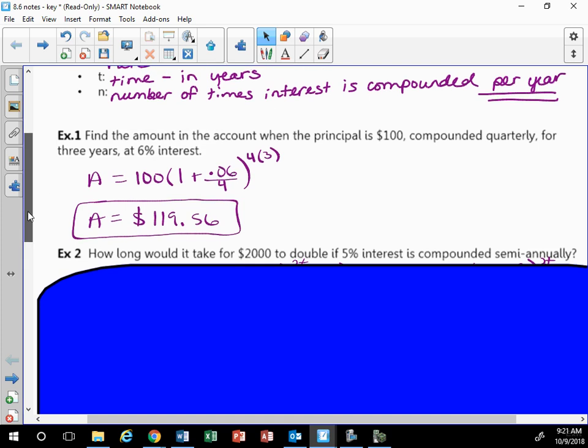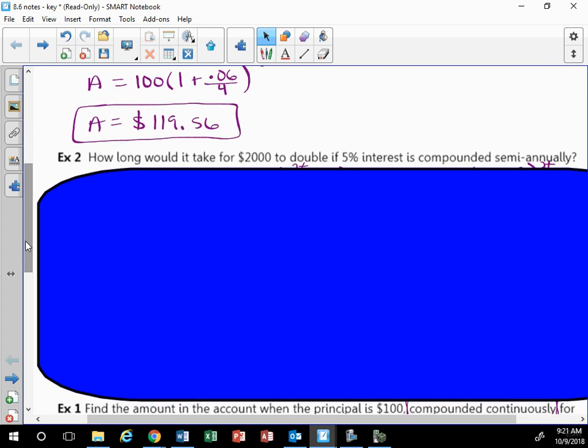Okay, so the second one here: how long would it take for $2,000 to double if 5% interest is compounded semi-annually? All right, so we're starting with 2,000, right? What's our final amount if we want it to double? 4,000. So your equation, you're going to start with 4,000 equals 2,000, and then 1 plus your rate over n. What do you think n is this time? 2. Good.